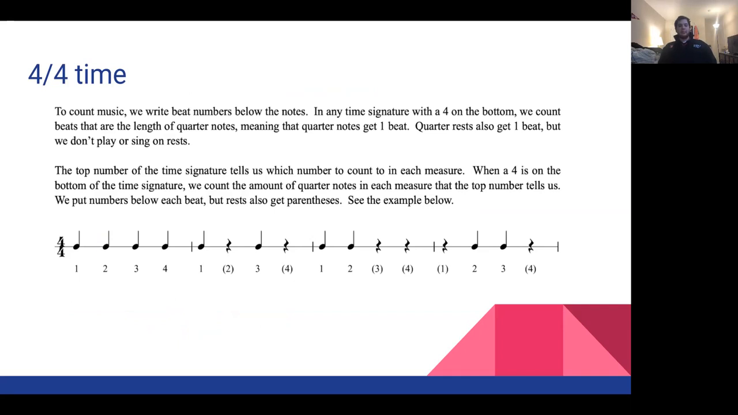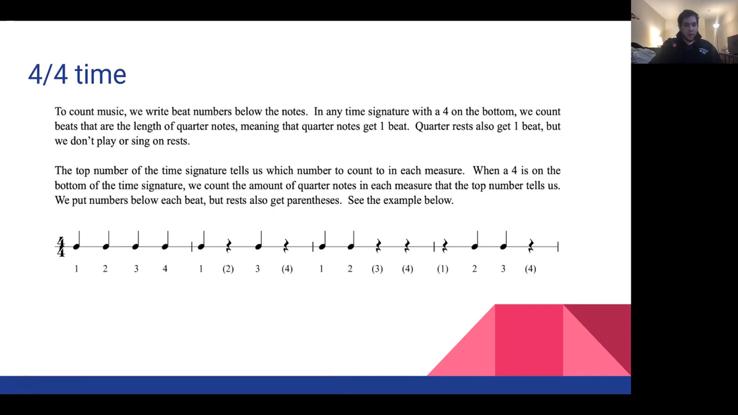So 4/4 time. As we mentioned, 4 on the top means the number of beats, and 4 on the bottom means what we're counting with. In this case, 4 quarter notes. If you're not sure about that, stop, back up a few minutes, and watch that part of the video again. If it still doesn't make sense, ask me a question using a private comment.